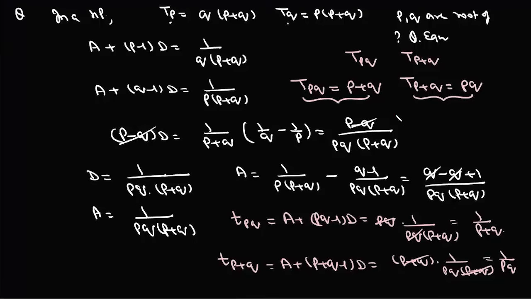Now this is the sum of roots and this is the product of roots. So this quadratic equation will be x square minus (sum) x, so it will be this T(PQ) x plus product equals 0. So it will be this T(P plus Q) equals 0, and that is the answer to this question.